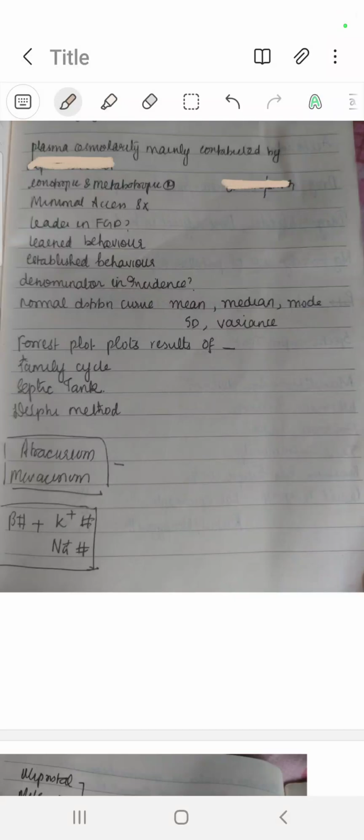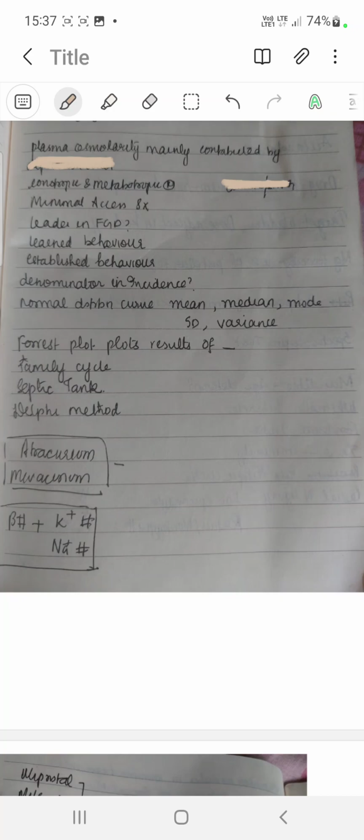So let's study some important topics for NEET PG exam. Plasma osmolality is mainly contributed by sodium. The equation is 2Na plus glucose by 18 plus BUN by 2.8.